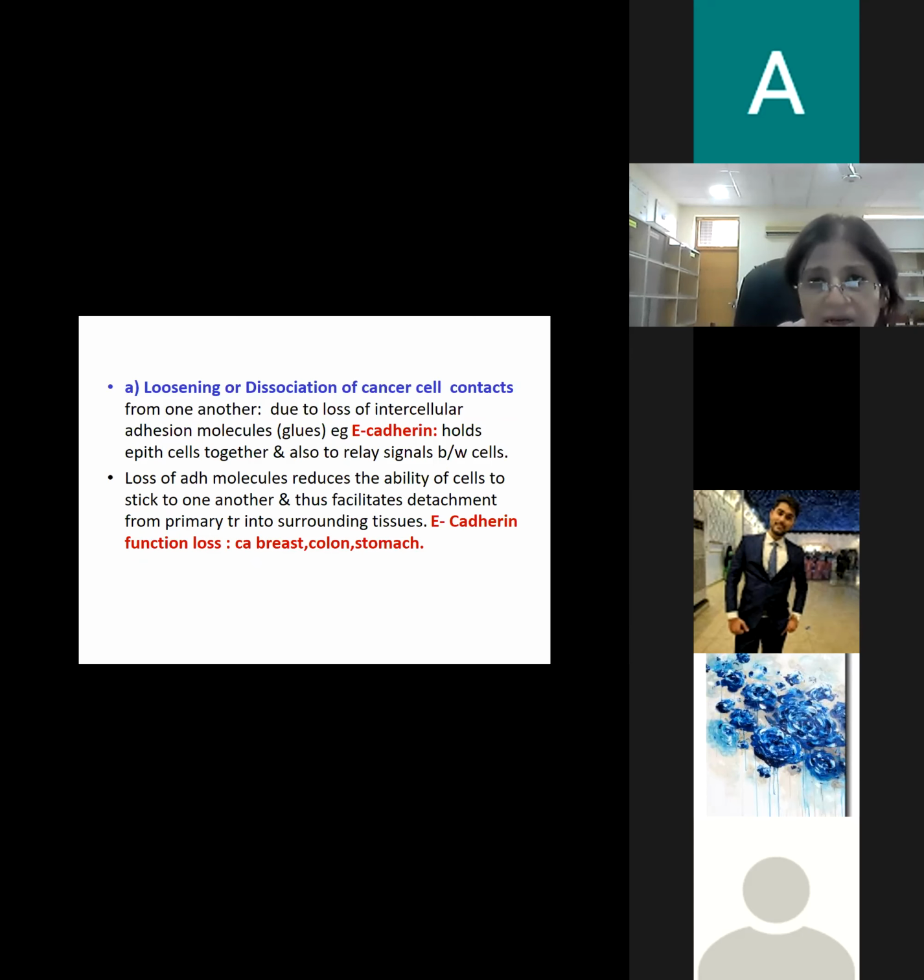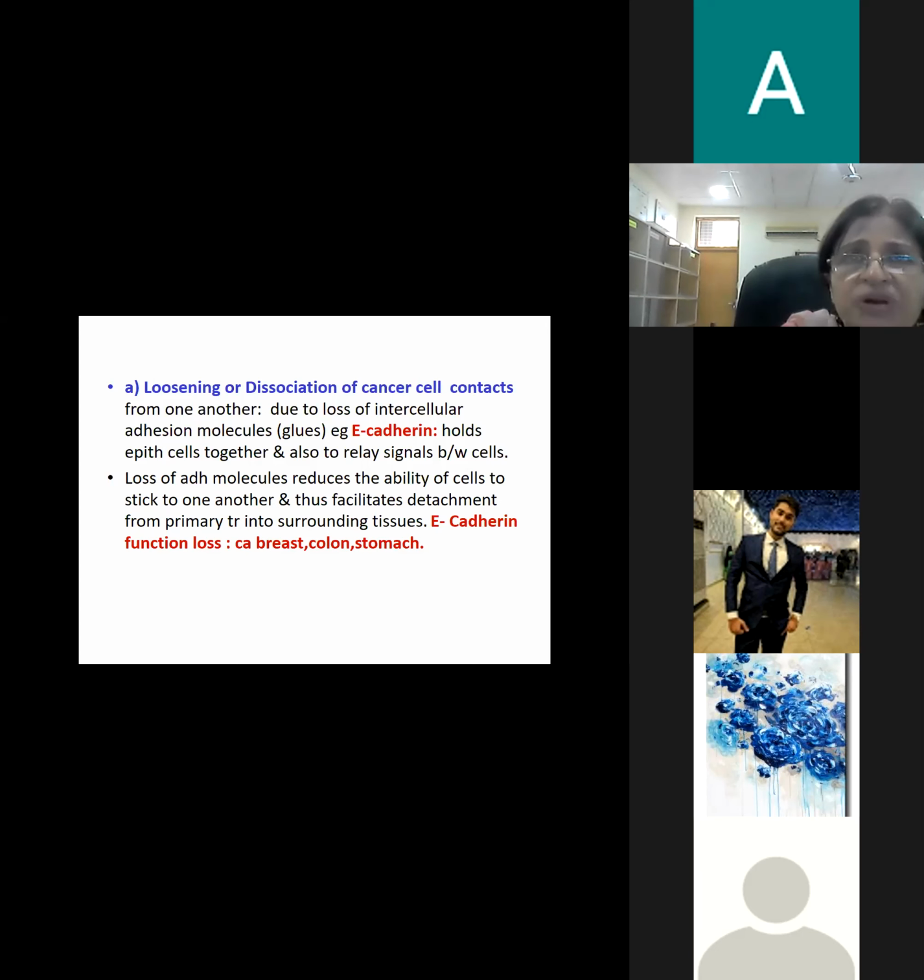So the number 1 is that there is loosening of the intercellular adhesion molecules. We studied yesterday that one of the most important adhesion molecules which facilitates the spread of cancer is E-cadherin. Normally, normal healthy cells, not cancerous cells, are held together with the help of adhesion molecules or sticky glues, with the help of E-cadherin. E-cadherin is a calcium-dependent adhesion molecule. It holds the epithelial cells together, and it also holds the epithelial cells to the underlying basement membrane.